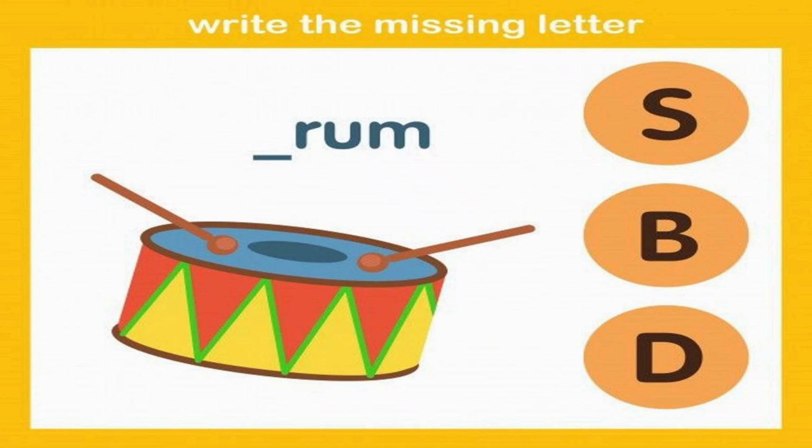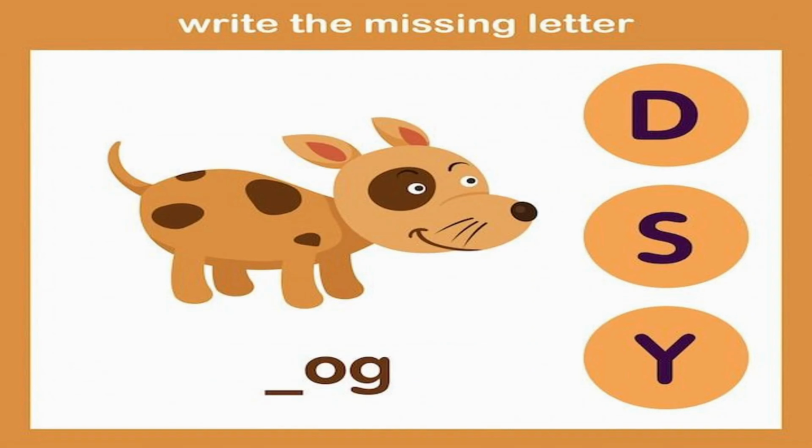Next we have drum. Drum. Drum starts from which letter? S, B or D? D. Drum starts with letter D. Good job. Which animal is this? Dog. D is for dog. Dog starts from letter D.